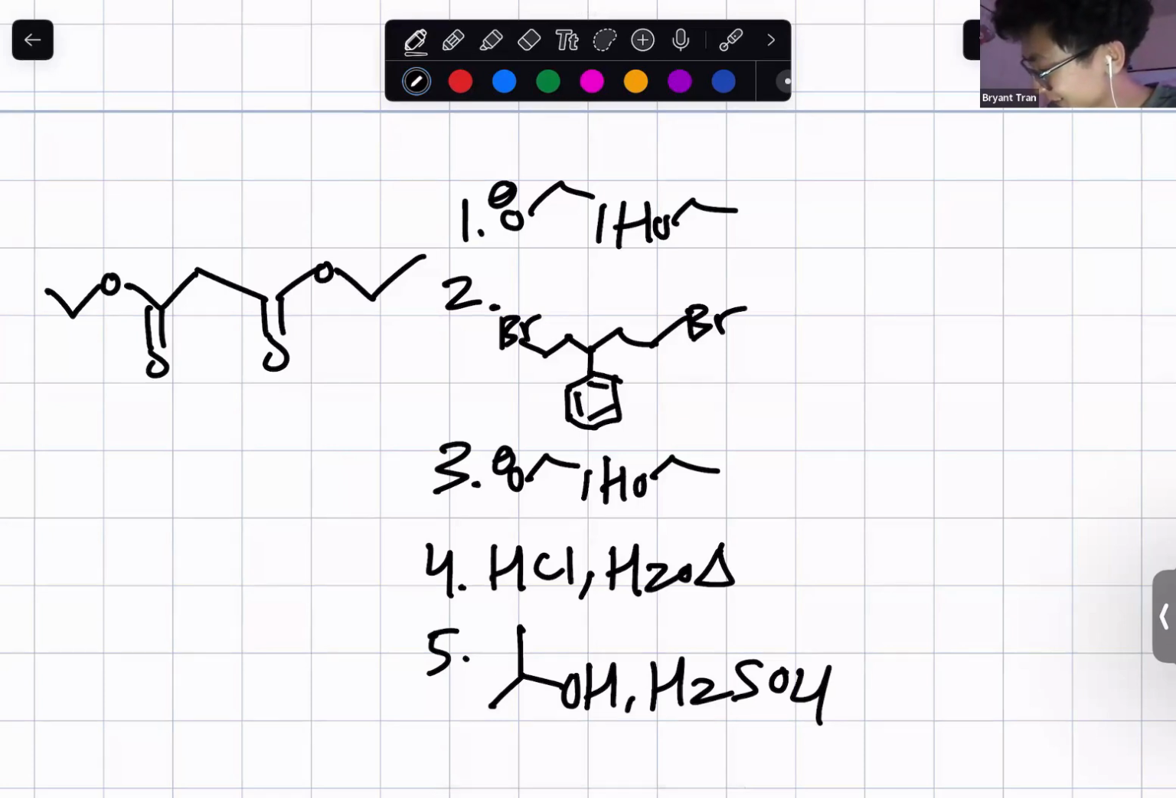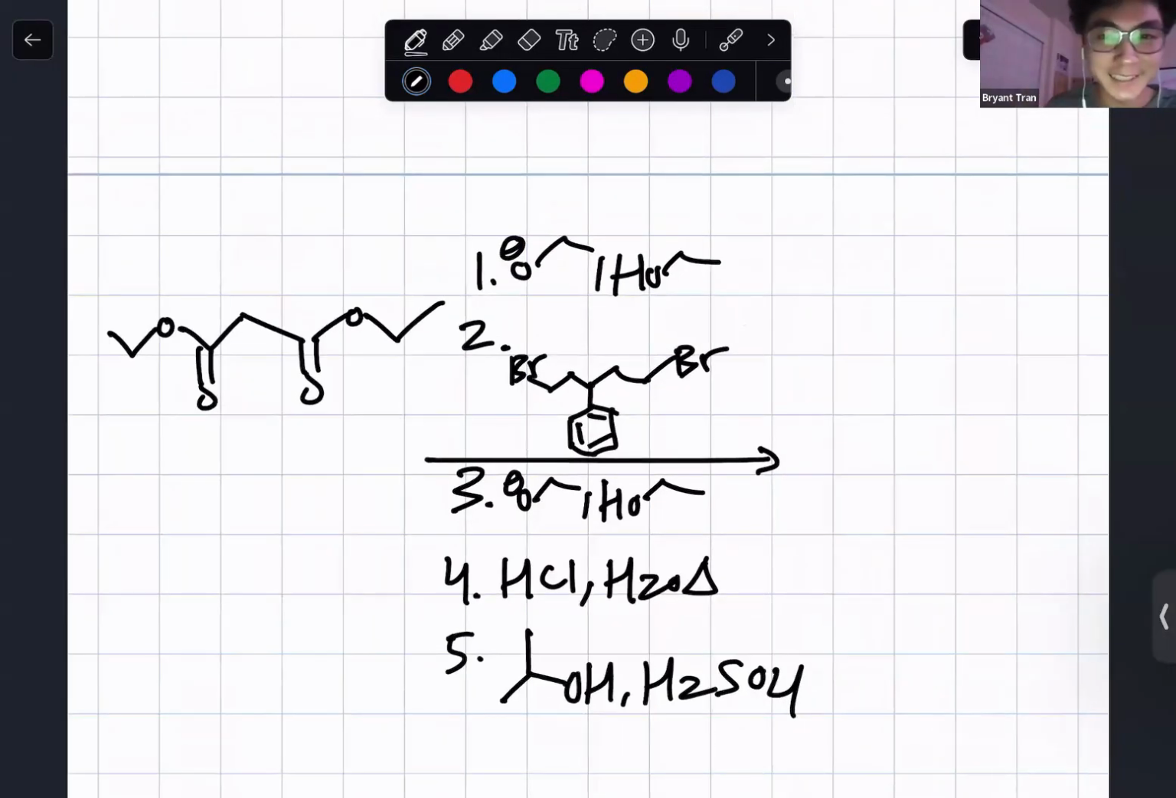Okay, try these ones here. This one is going to require more steps than what we've been doing. But take a screenshot of this and try it out.